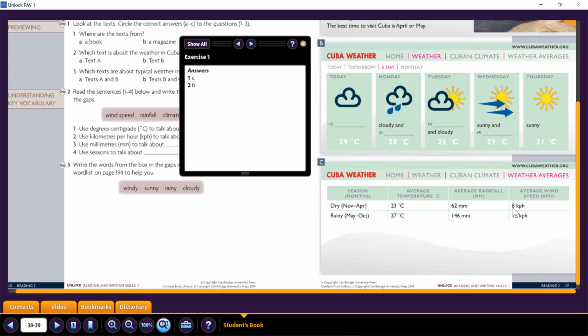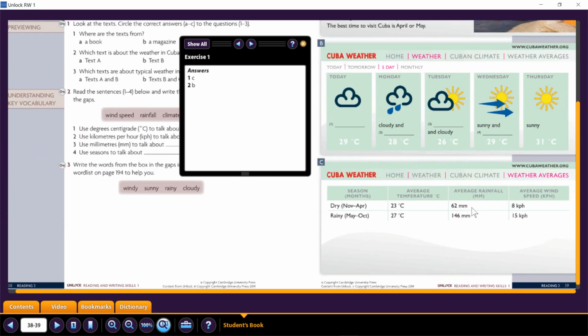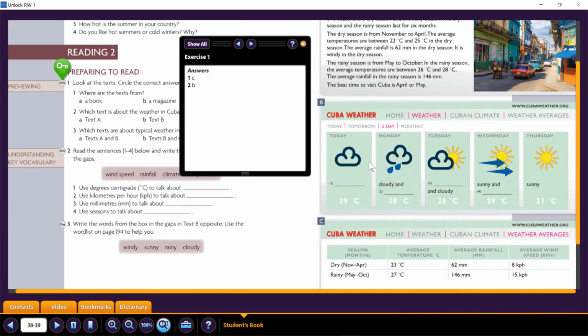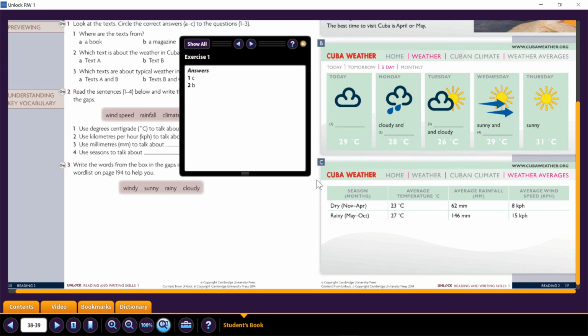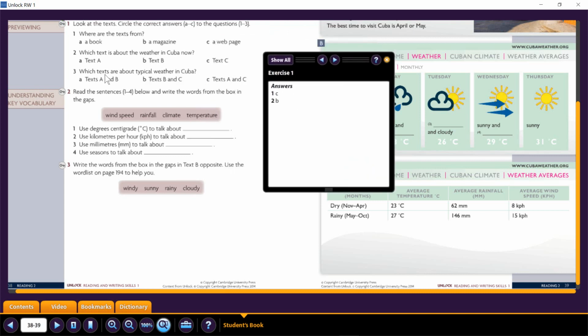Average is not about today. Also, climate is not about today. These two can give us maybe monthly report, average, general, etc., but not daily. So what do you think? Which texts are about typical weather in Cuba? What do you think?